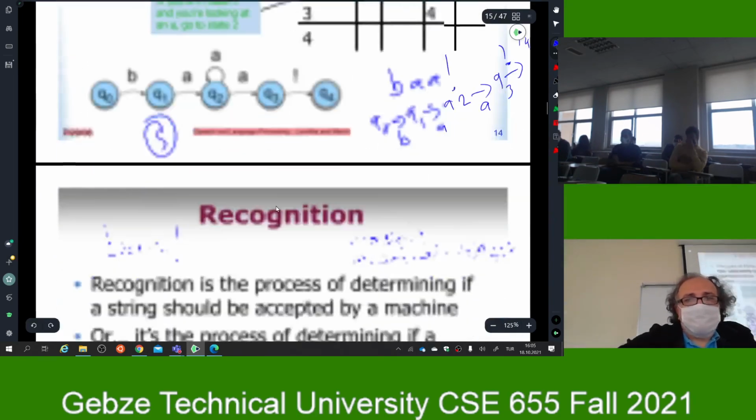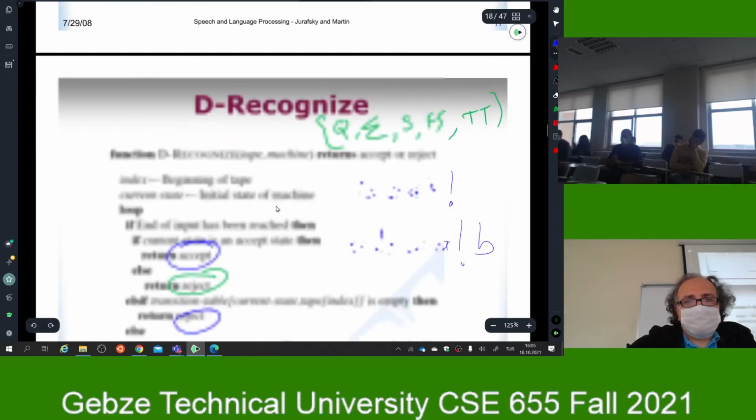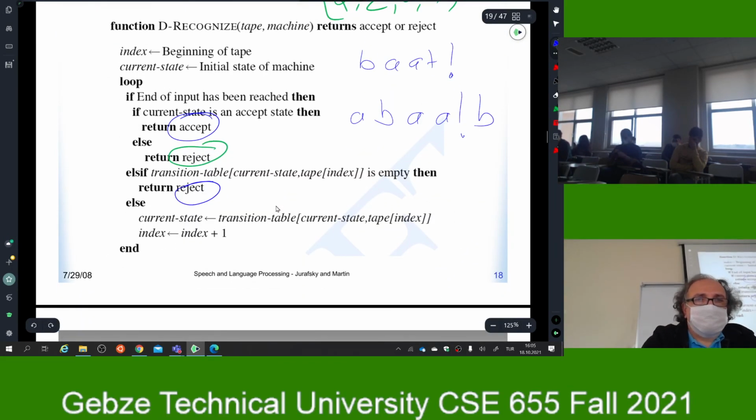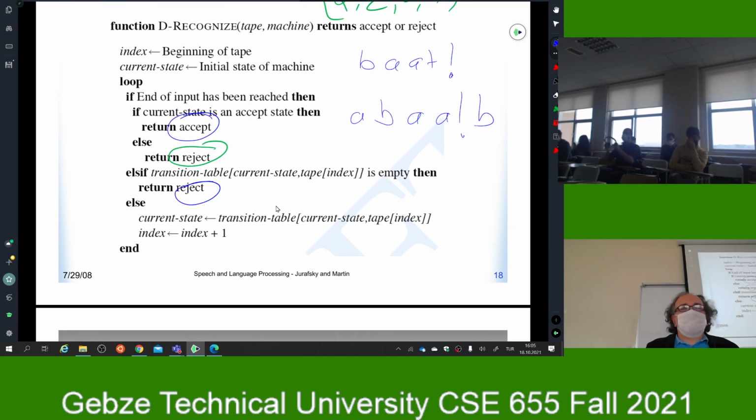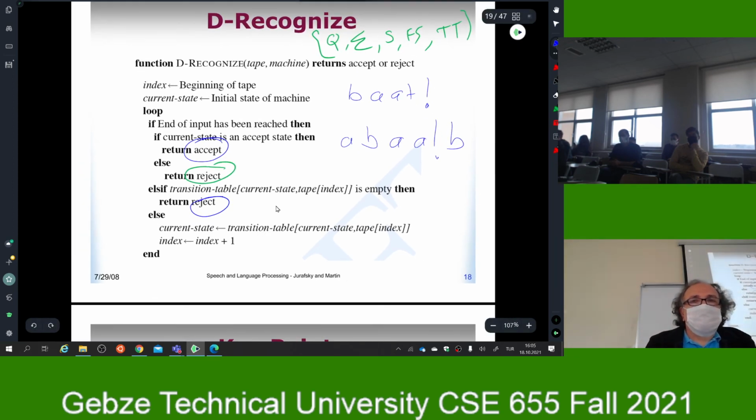So that's one reject. The other reject is this one. I am done with the tape. I read all the input. I ended up in a non-final state. Okay? Well, in that case, I am rejecting this again. So this recognizer, its job is only to recognize stuff.